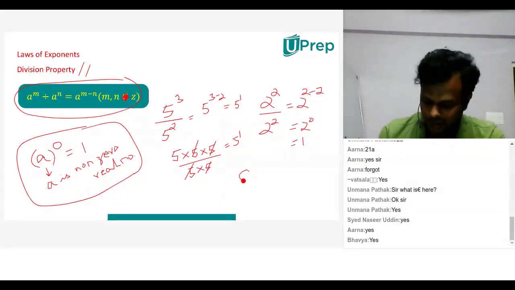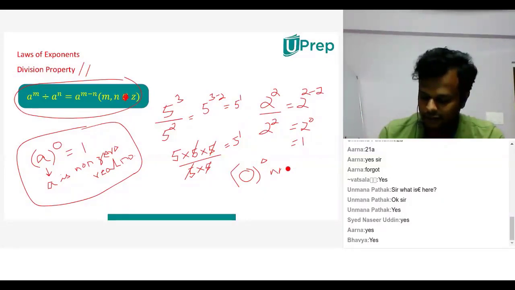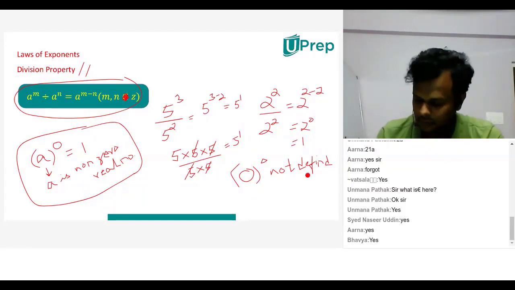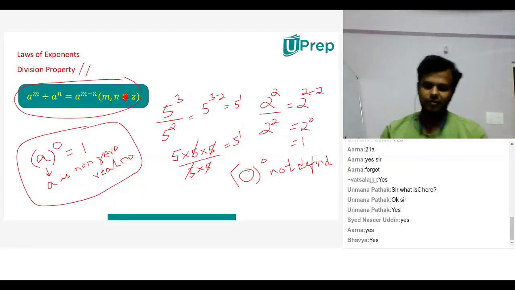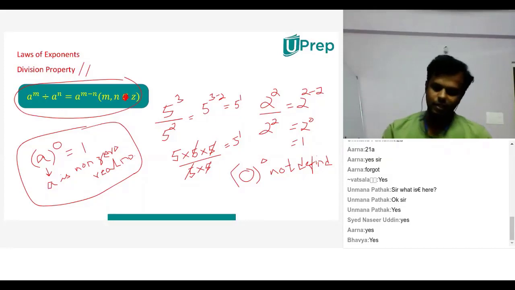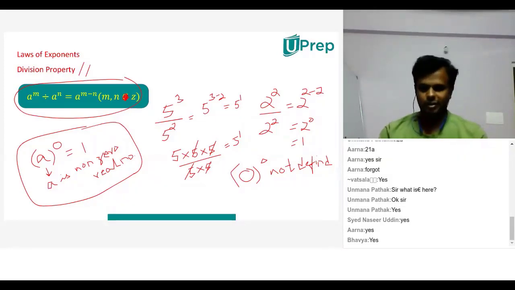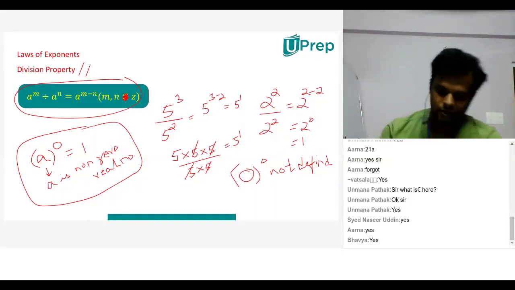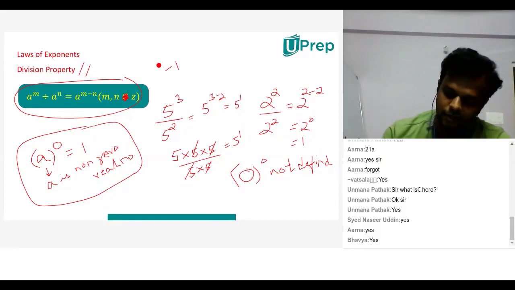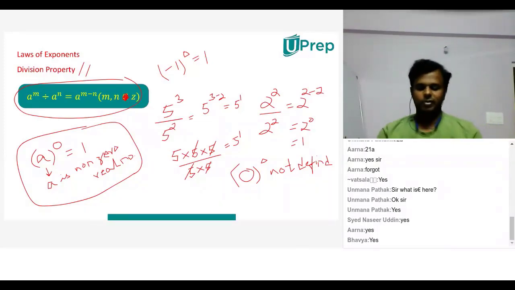Children, remember this. 0 to the power 0 is not defined. 0 power 0 is not defined. A has to be a non-zero real number. Just make a note of these points here, children. Just to give you another example, minus 1 to the power 0 is also 1. Minus 1 to the power 0 is also 1, children.